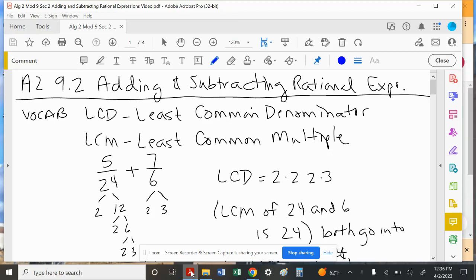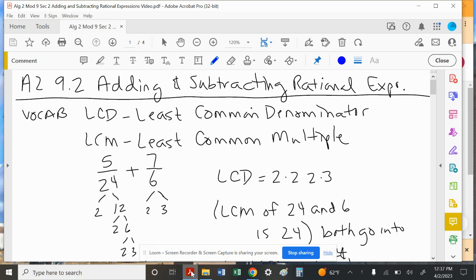Okay, we're going to go ahead and start in Module 9, Section 2, or Lesson 2. We're going to be adding and subtracting rational expressions. So we need to learn lowest common denominators, lowest common multiples. Really, they mean the exact same thing. So when you hear these two different terms here, just note that we're looking for the same thing. But normally we're looking for the lowest common denominator whenever we are trying to combine rational expressions when we're adding or subtracting.